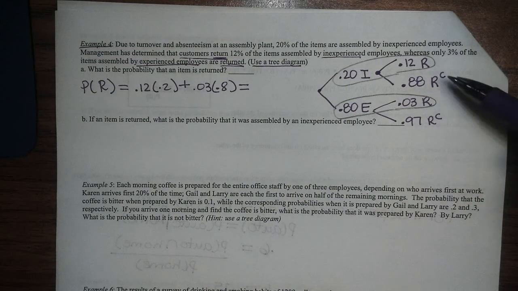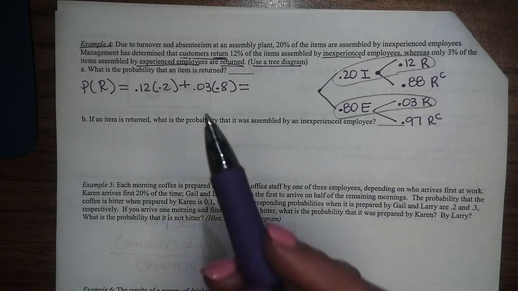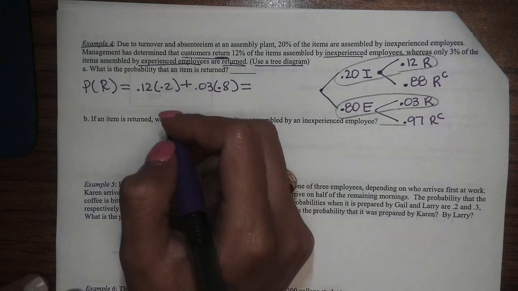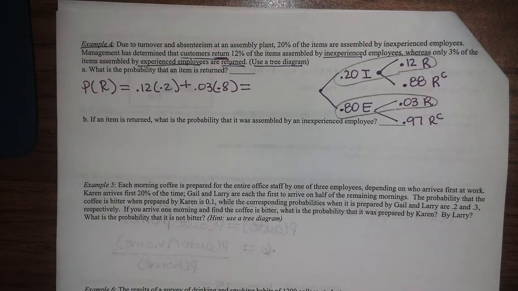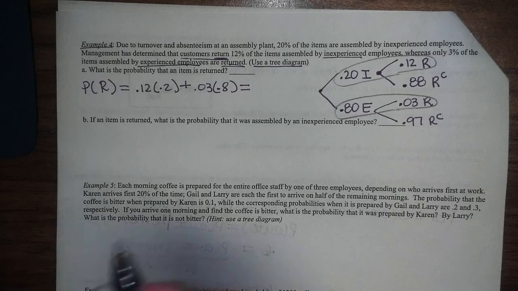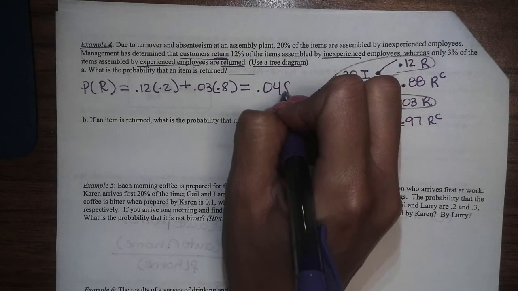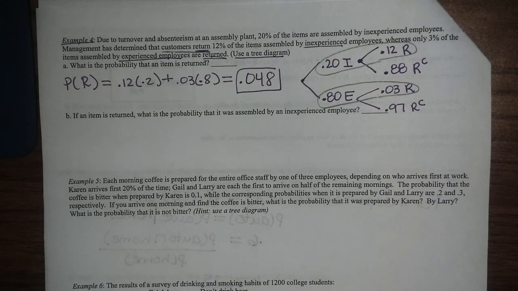It helps to draw a diagram for those of you that are new to probability. Some of you guys have been doing math club and are excellent at probability. You just do it in your head. Just show some work. Let me do it again. 0.048. That is the probability of an item being returned, because it was either returned and made by an inexperienced person, or it was returned but it was made by an experienced person.